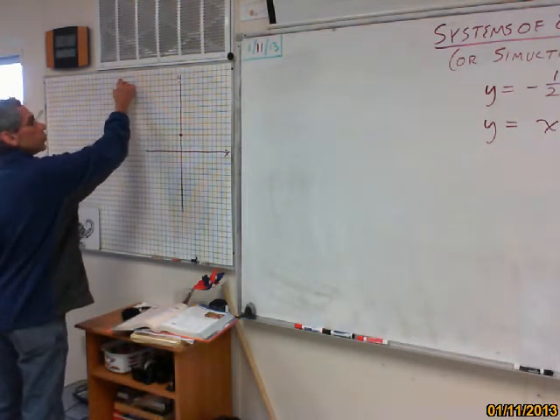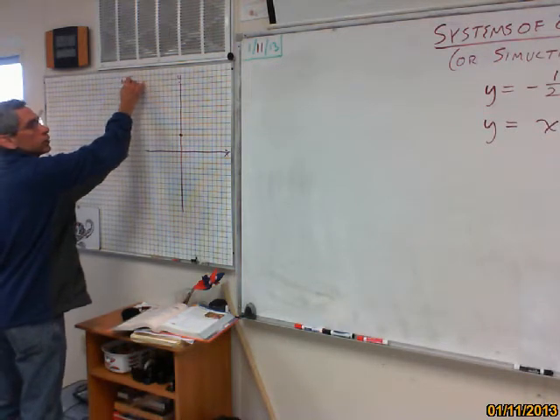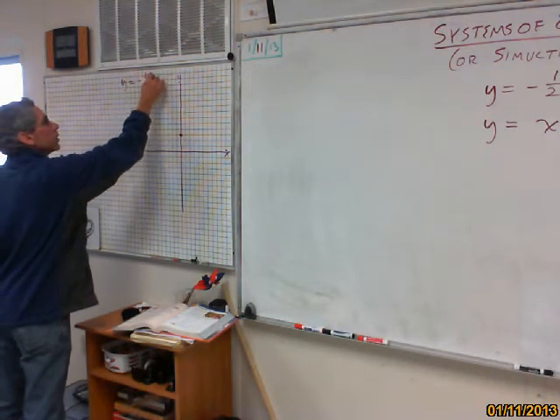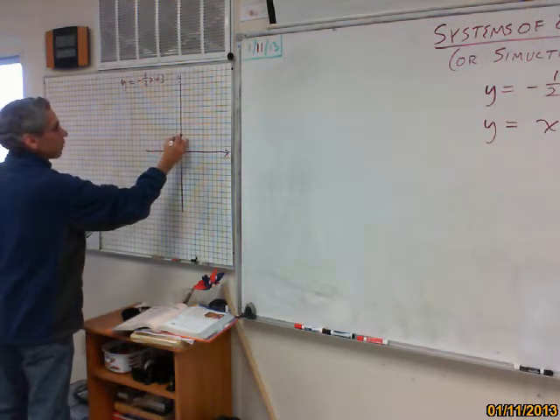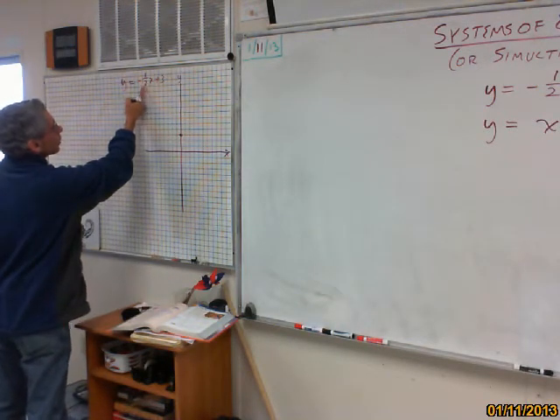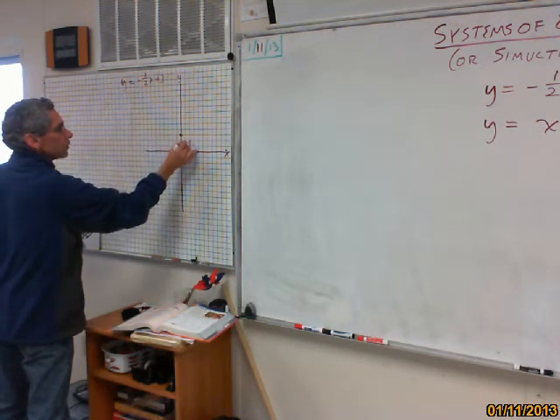So this is going to be, I'm doing y. Can you see that? Okay. Y is equal to negative 1/2 x plus 3. And so we're at 3. Now, our slope, we're going to fall 1 and run 2. So we're going to fall 1, run 2, put a dot.